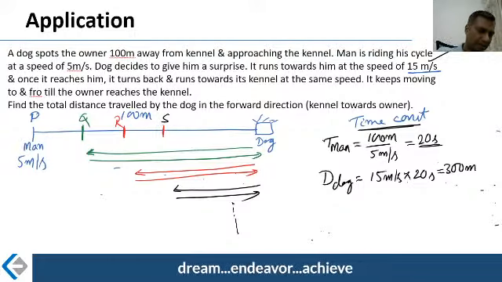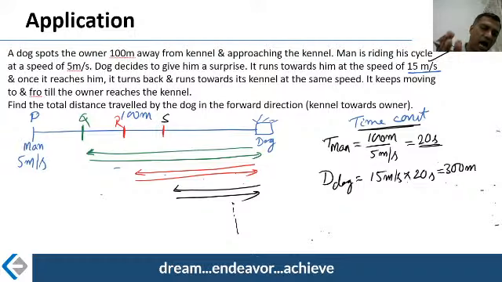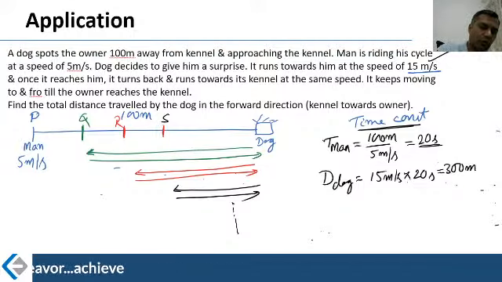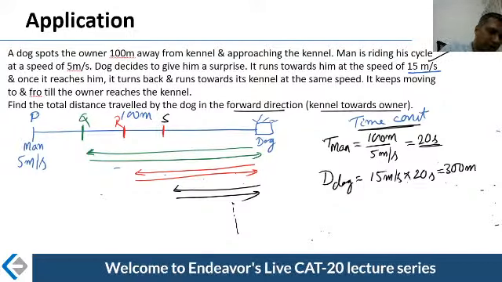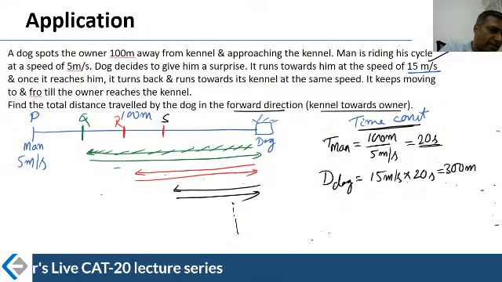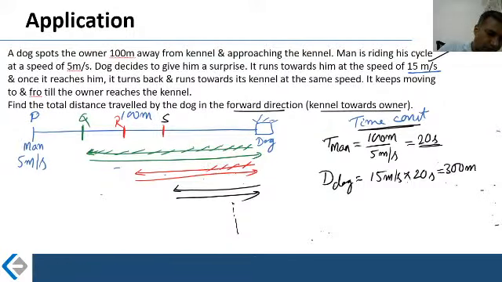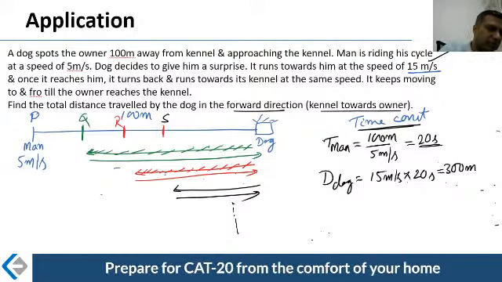Out of this 300 meters, half the distance will be in the forward direction. What is the forward direction? Forward direction is from the kennel towards the owner. So assume this is the forward direction here. As much as it went forward, the same backward line is there. As much as it traveled forward, exactly the same backward line is there. It has to be, because it has to reach back to the kennel.